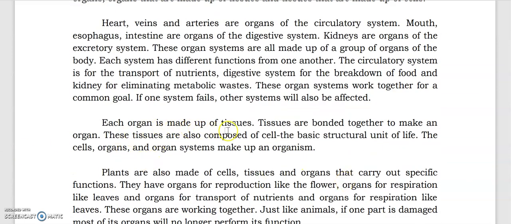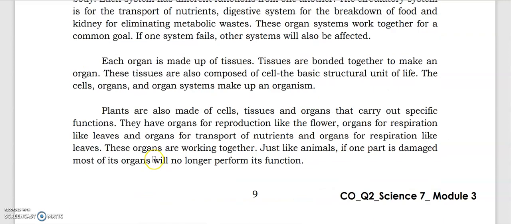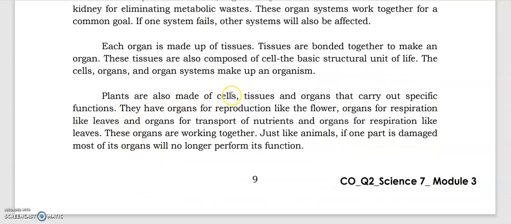Each organ is made up of tissues. Tissues are banded together to make an organ. These tissues are also composed of cells, the basic structural unit of life. The cells, organs, and organ systems make up an organism. Plants are also made up of cells, tissues, and organs that carry out specific functions. They have organs for reproduction like the flower, organs for respiration like leaves, and organs for transport of nutrients.